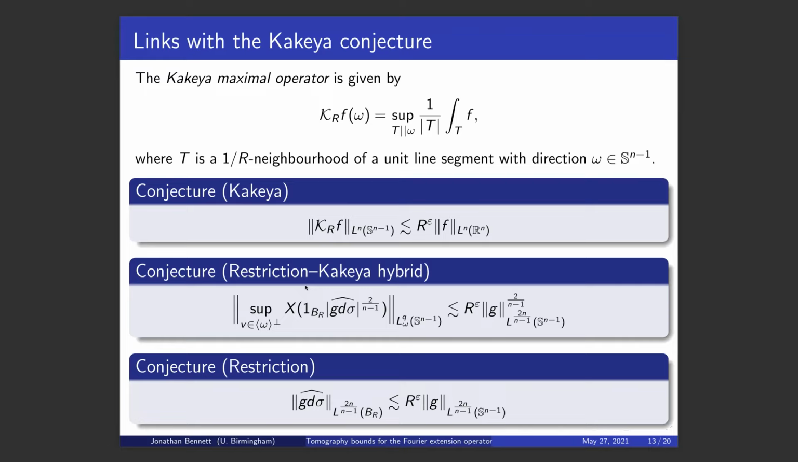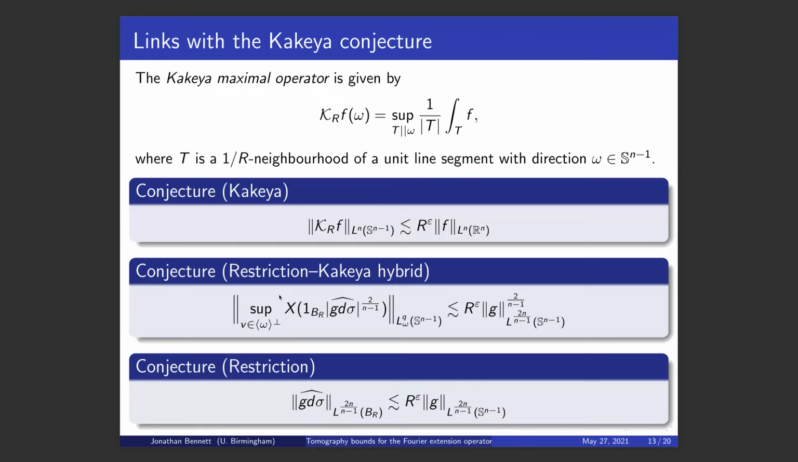This is the composition of the X-ray transform with this particular power of the extension operator that I've been telling you about, with this supposedly critical exponent that we discussed on the previous slide. And here I'm taking the supremum over, so this is a function of lines, of course, the X-ray transform of this function gives me a function of lines, and I'm taking the supremum over all lines with a given direction omega. So this is very much like the Kakeya maximal function, isn't it?